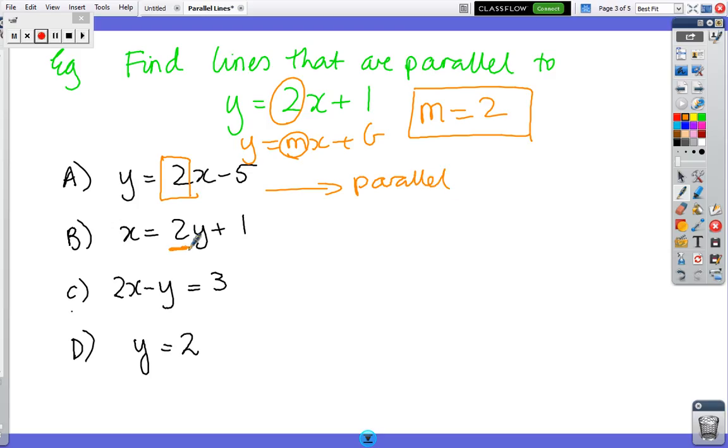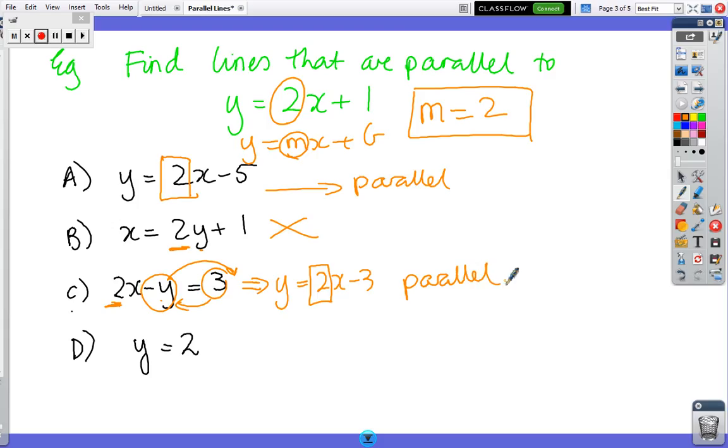This has a 2, but it's in front of the y, so it's not. This has a 2 in front of the x, but this particular one is not. Just hang on, we'll check. Move the y across, so y becomes positive. Move the 3 back, so y equals 2x minus 3, and so in fact that does have the right gradient, so that's parallel. And this has a 2, but there's no x, so that's no.